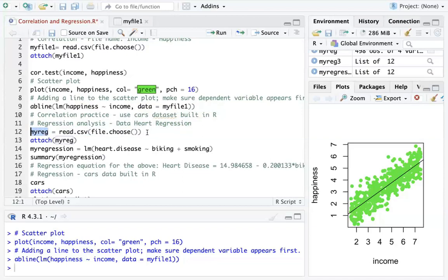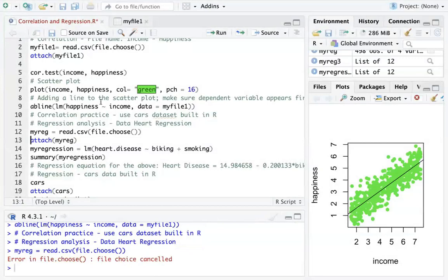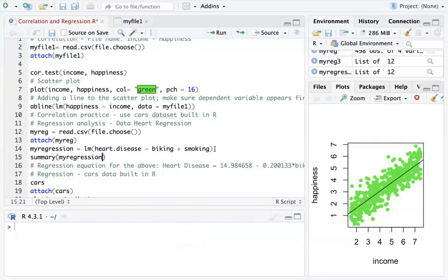file.choose and then parentheses. If I run this command, it will open a window and it will ask me, okay, where is your file? And I will choose from there because I have already uploaded it here, so I don't need to. Then in the next step, I will attach that file. The name of that file is myreg. That's an abbreviation for my regression. And then I will run this command.